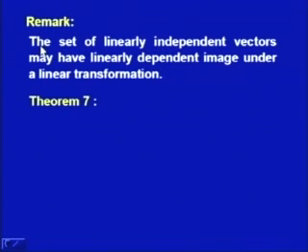Now, we can put a remark here. The set of linearly independent vectors may have linearly dependent images under a linear transformation. So, this is what has happened in the earlier example. We started with a linearly independent set of vectors e1, e2, e3. We have a linear transformation T, but T of e1, T of e2, T of e3 are not linearly independent, they are linearly dependent. And that is, the set of linearly independent vectors may have linearly dependent image under a linear transformation.